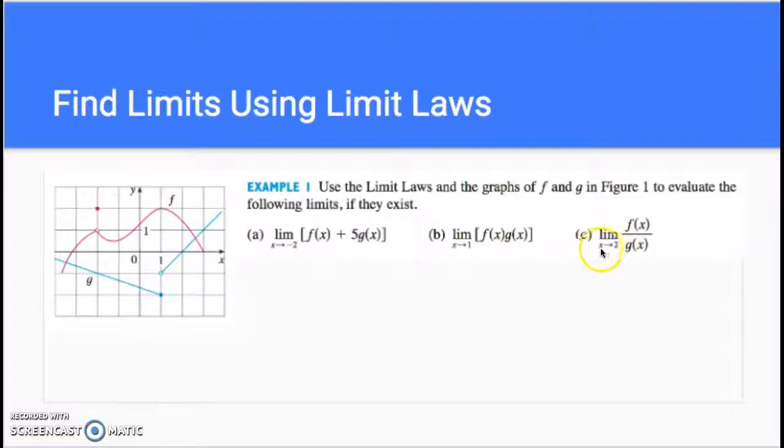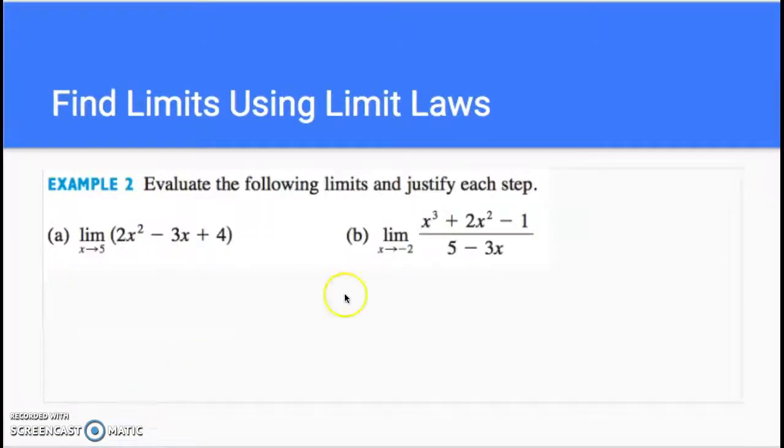C, you've got the limit as x approaches 2. So you look at your f at 2, and it is about 1.5. And then you look at your limit as x approaches 2 for g, and that is 0. And so we've got 1.5 divided by 0. And so you would say the limit does not exist because it's undefined.